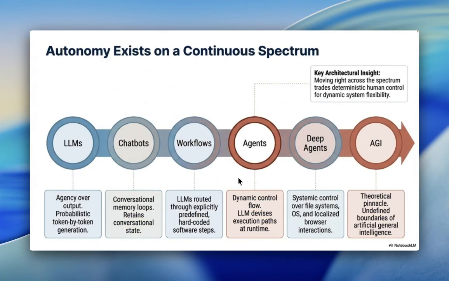Autonomy exists on a continuous spectrum. You have an LLM, which has agency over output: probabilistic token-by-token generation. A chatbot has conversational memory loops and retains conversational state. A workflow is an LLM routed through explicitly predefined, hard-coded software steps. Agents have dynamic control, where the LLM decides the execution path at runtime. Key architectural design: moving right across the spectrum, the traits shift from deterministic human control to dynamic system flexibility. A deep agent has systemic control over the file system, OS, and localized browser interactions. AGI is the theoretical pinnacle, with undefined boundaries of artificial general intelligence.